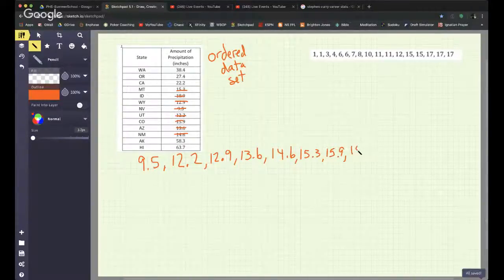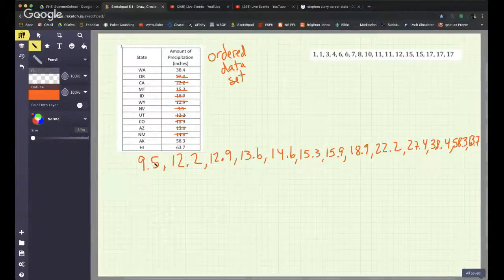18.9, 22.2, 27.4, 38.4, 58.3, and then 63.7. Okay, so let's find the median.